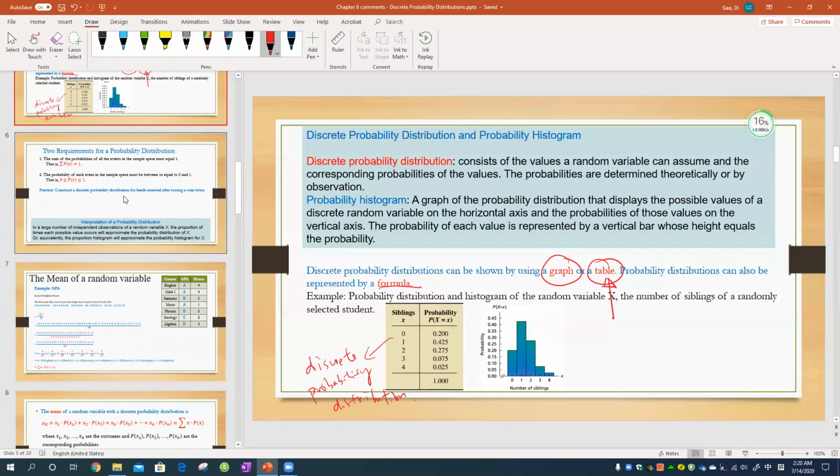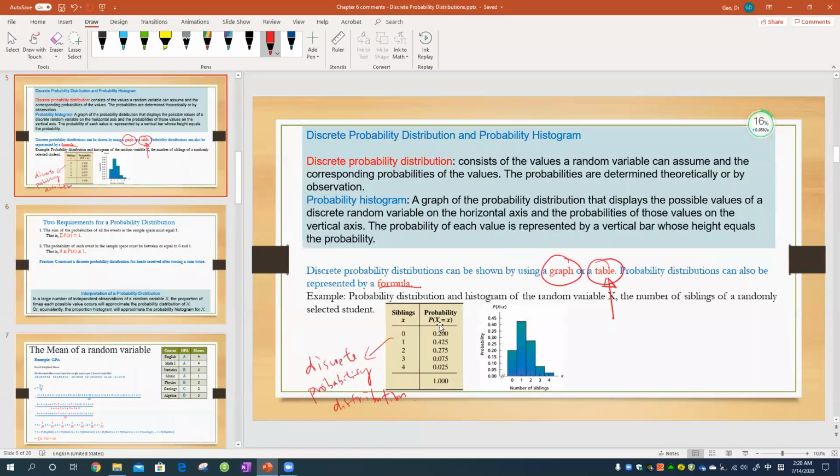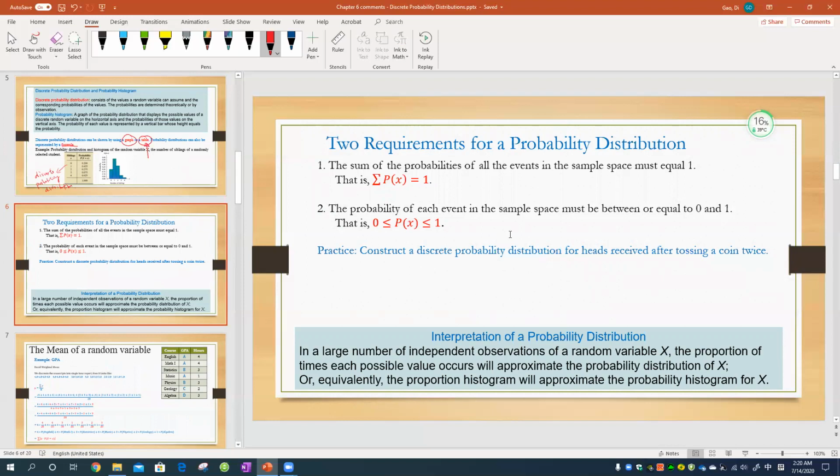So there are two requirements for a probability distribution. The first one is that the sum of the probabilities of all the events in the sample space must equal 1. That is, the sum of P(x) equals 1. If we look at the previous example, the sum of all the probabilities equals 1, because that's the probability of the sample space. And the probability of each value in the sample space must be between 0 and 1, or equal to 0 or 1. So we have 0 ≤ P(x) ≤ 1.